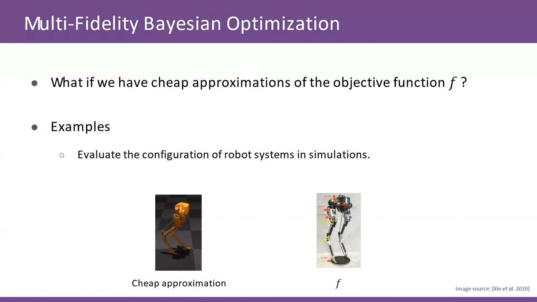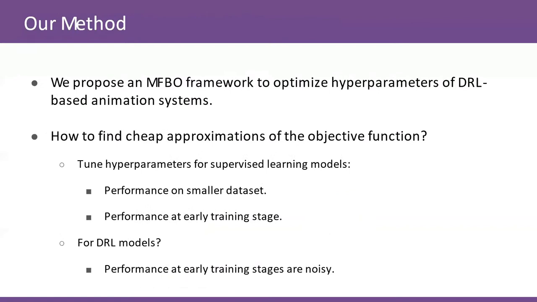If we try to find good hyperparameters for a real-world robot system, the system's real-world performance is the original objective function, and the low-fidelity approximation is its performance in computer simulation. Computer simulation is fast and can be used to predict real-world performance without building the real robot. In this work, we propose an MFBO framework to find good hyperparameters for DRL-based character animation systems.